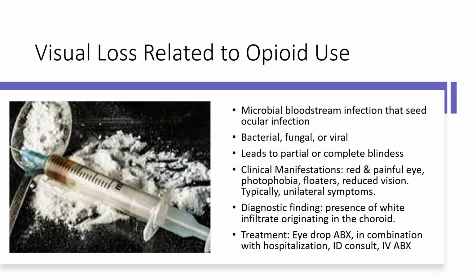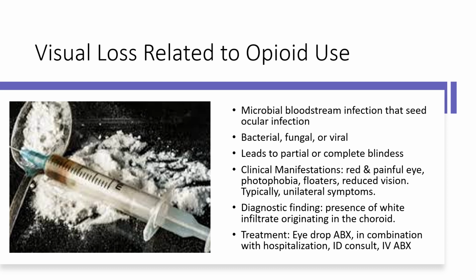Visual loss related to opiate use. Drug use via injection with a non-sterile needle can result in a microbial bloodstream infection, which can actually seed ocular infections. These can be bacterial, fungal, or viral. Despite treatment, nearly 50% of those affected will have no light perception, and the condition can lead to partial or even complete blindness.